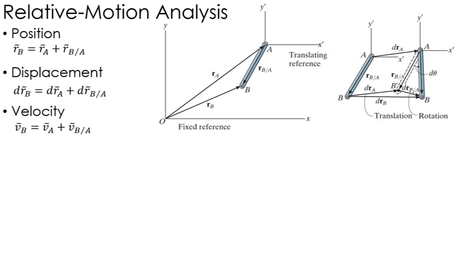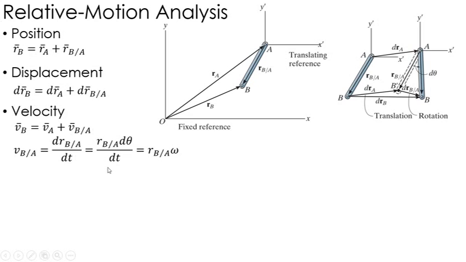So, taking a time derivative of that, I'm just left with velocity, and we've done this before. This is for a relative motion. Okay, VB equals VA plus VB with respect to A. Again, it's just taking the time derivative of the position. No big deal there. Okay.